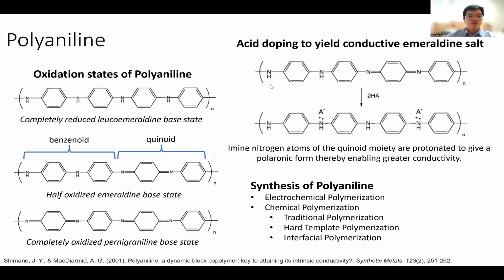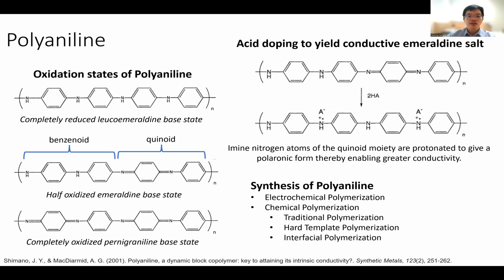The emeraldine base state can be non-redox doped with acid to yield the conductive emeraldine state of polyaniline. Different acids such as PTSA, p-toluene sulfonic acid, camphor sulfonic acid, acetic acid, and hydrochloric acid can be used. Here, the imine nitrogen atoms of the quinoid moiety are protonated to give a polaronic form where both spin and charge are delocalized along the entire polymer backbone, thereby enabling greater conductivity.